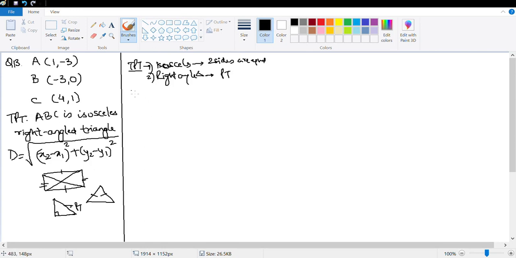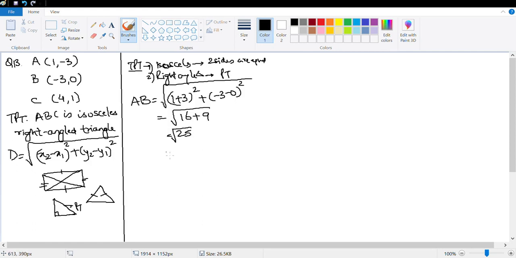So let's look at it. Let's say this is A, B and C. Let's find the value of AB, the length of AB. Length AB will be equal to square root of (1 plus 3) whole square, that's x1 minus x2, plus (negative 3 minus 0) whole square. So this is 4 square, that's 16, plus 3 square, that's 9. So AB is equal to square root of 25, which means 5 units.